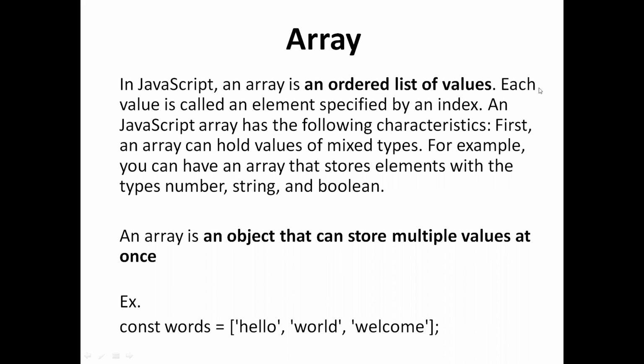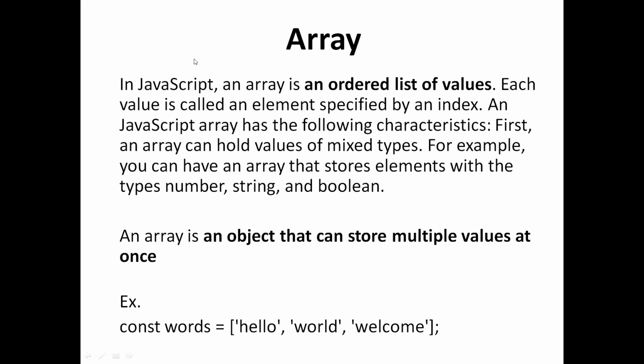So first, know the definition of array. In JavaScript, an array is an ordered list of values. Each value is called an element specified by an index. You can say array is the collection of multiple objects and every object is associated with array indexes. Array index always starts with 0, and goes from 0 to n, the nth value. Always start from 0.